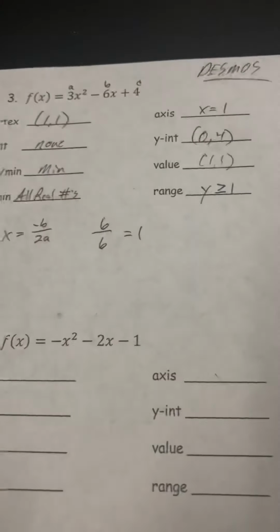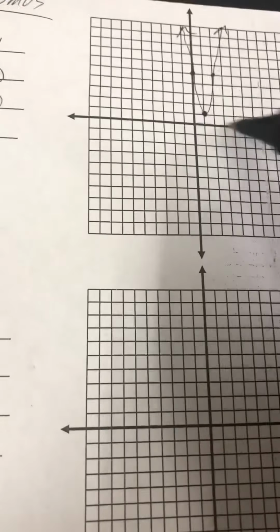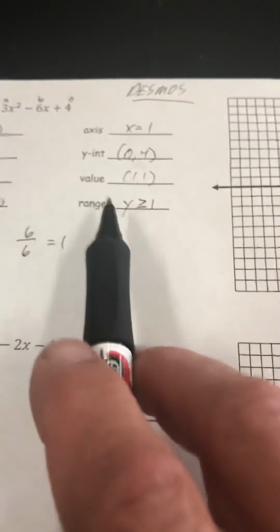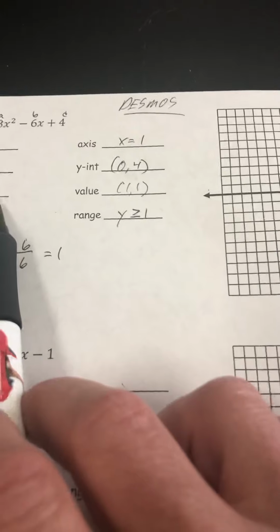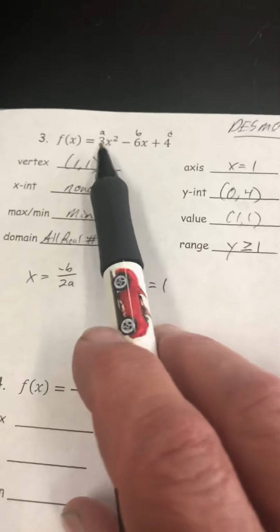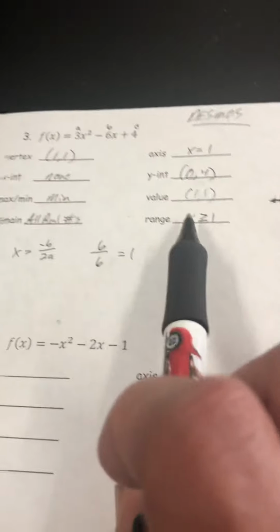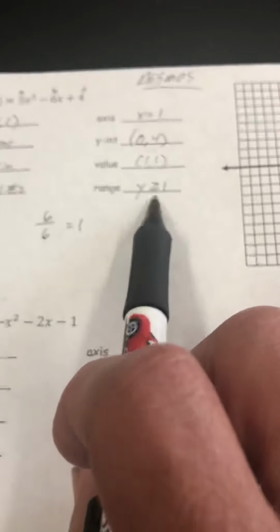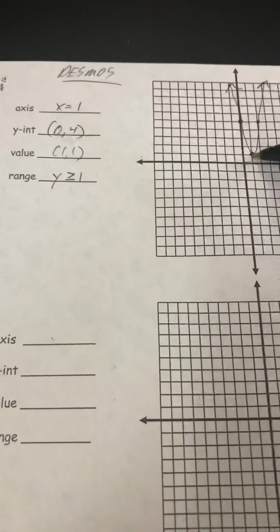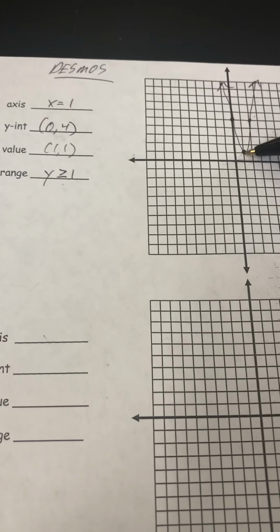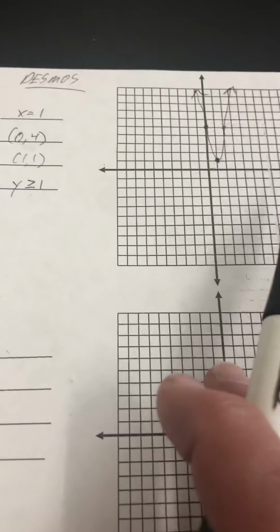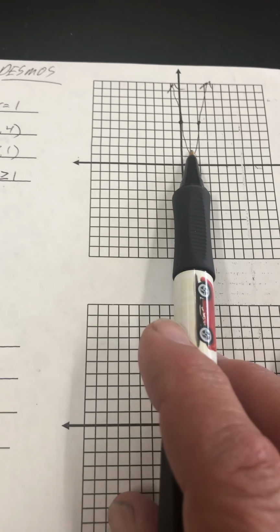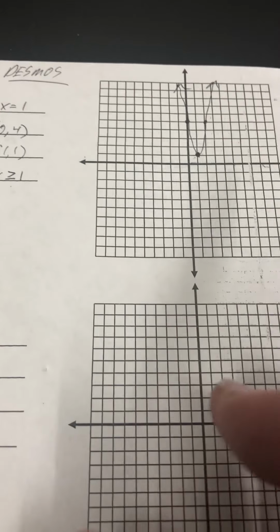X-intercept, there is no x-intercept. It does not come down and cross the x-axis, as you can see here. The y-intercept, it pops up here at 4. And it's a minimum value because, once again, it's a positive x squared value, so it's a smile, so it's the bottom of the smile. All real numbers. The y has got to be greater than or equal to 1. So anything greater than or equal to 1 on the y values is going to coordinate with that graph. Try 4 on your own.